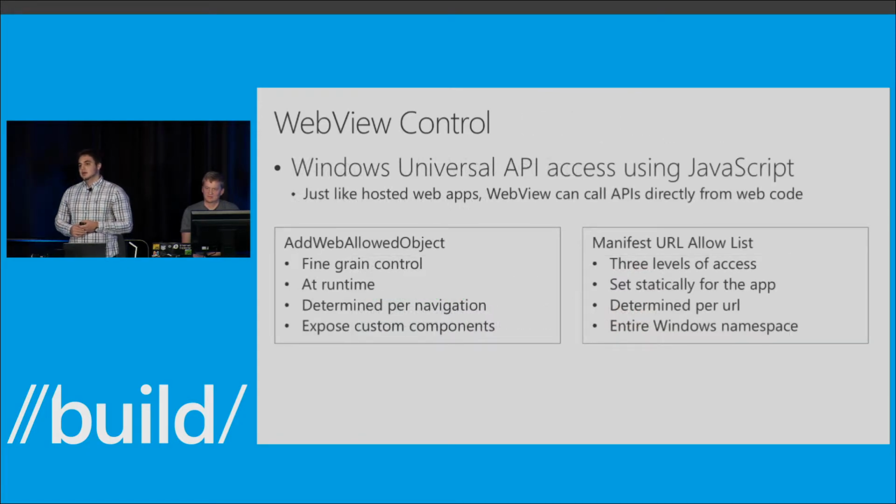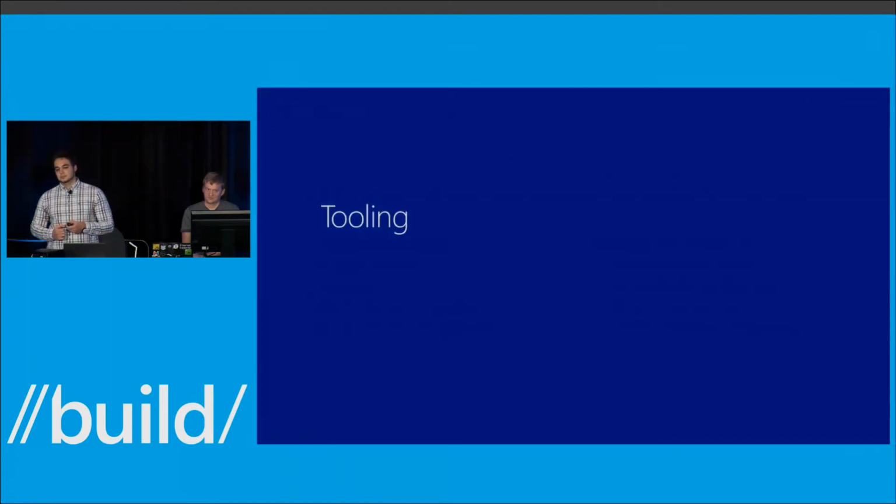And the next thing that I'll cover is, just like hosted web apps, the web view has the ability to call into the Windows runtime, the Windows namespace, through the manifest allow list. But with add web allowed object, we're also giving you more granular control where you're able to inject at runtime any component that you'd be able to call. And with that, I'll hand it over to Jeff or Tula.